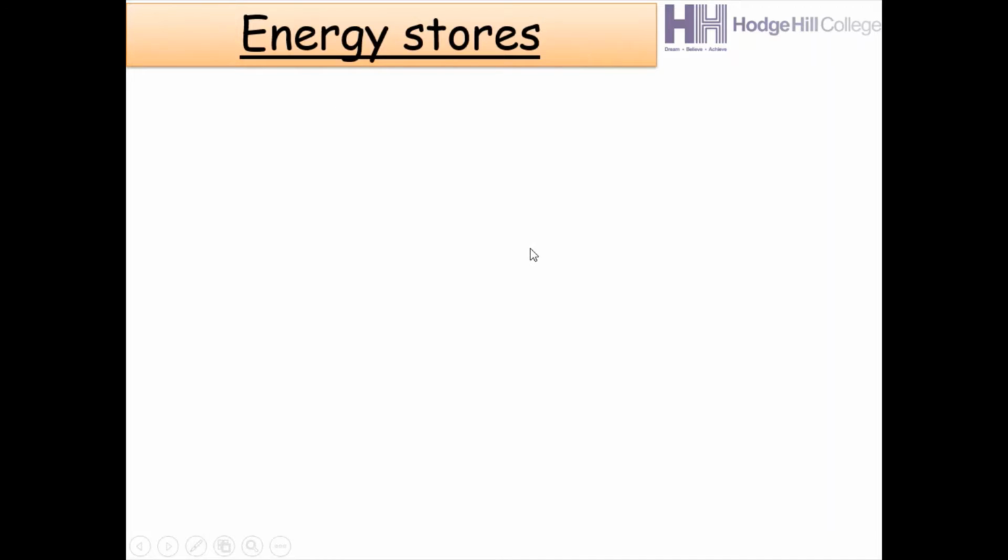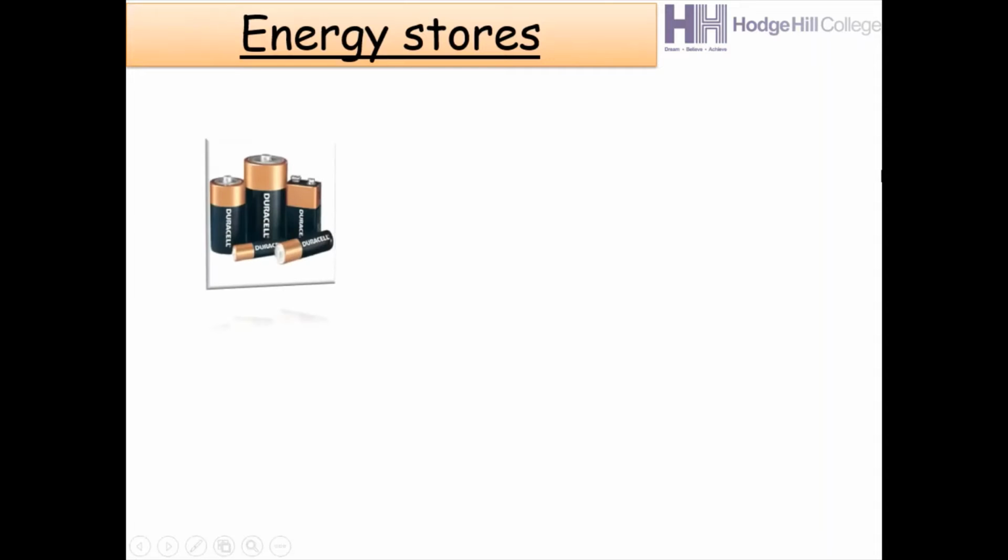At GCSE level, you need to know that there's 5 energy stores. We need to talk about them emptying or filling. So when one lets energy out, we say that it's emptying. When one takes energy in, we say that it's filling. And you have to use these words in your exam.